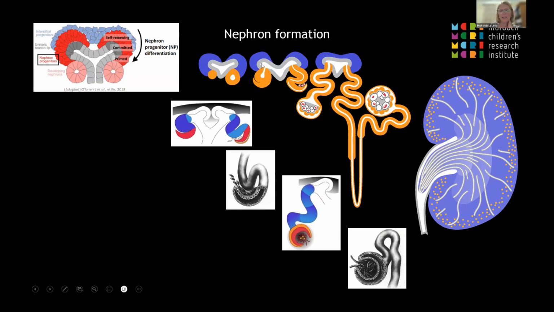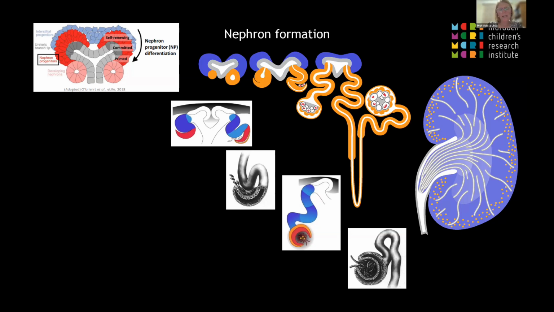One end is going to connect to the tubes that will take ultimately the urine out of the kidney, and the other end will pull in the blood vessels. And eventually you get this nephron forming. And that process happens over and over and over again in humans until about the 3rd trimester of pregnancy, at which point you run out of stem cells and you don't make any more nephrons.